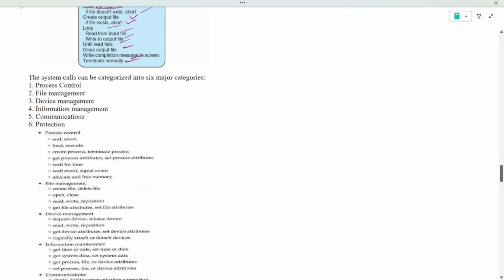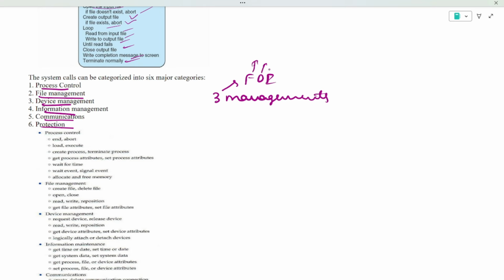Now we will see what the types are. There are six major types: process control, file management, device management, information management, communication and protection. I'll tell you how to remember. Three managements come in this system call: FDI, that is file, device and information. Next, processes will be controlled, there should be communication between them, and that communication should be protected, meaning no one can communicate with any other. This is one trick you can use to remember it.